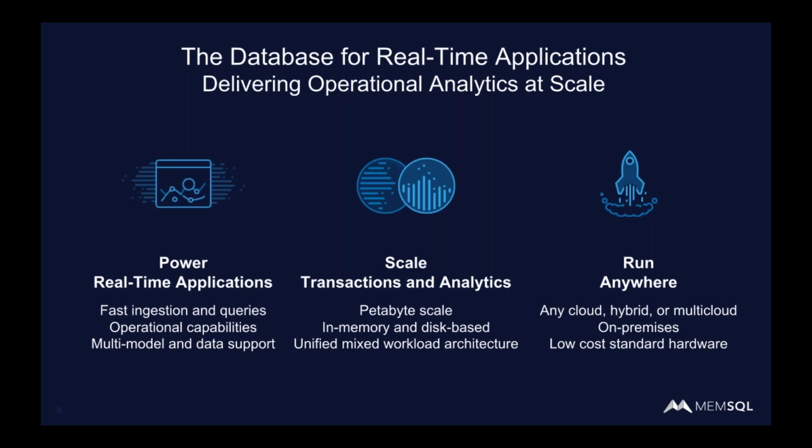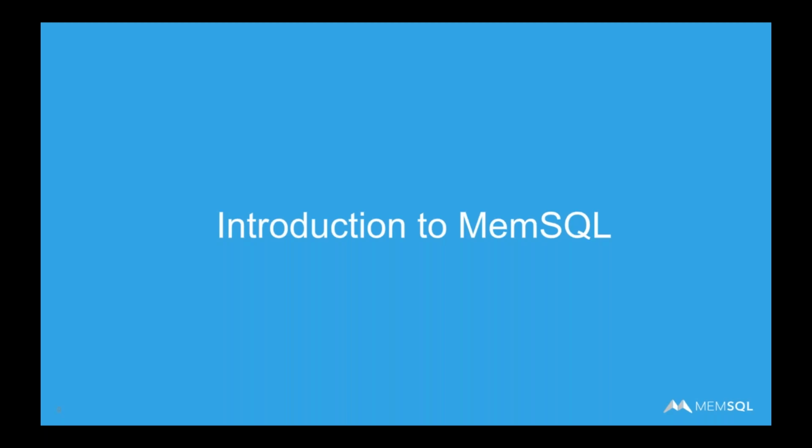And then we offer the flexibility to run anywhere. So if you're in the cloud, if you're on premises, if you're multi-cloud, which means you want Azure as well as Amazon, these are all configurations that we can support.